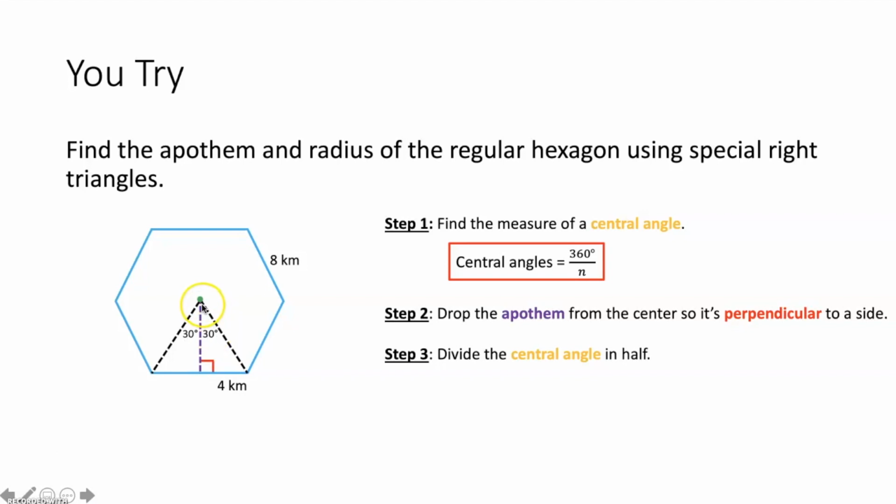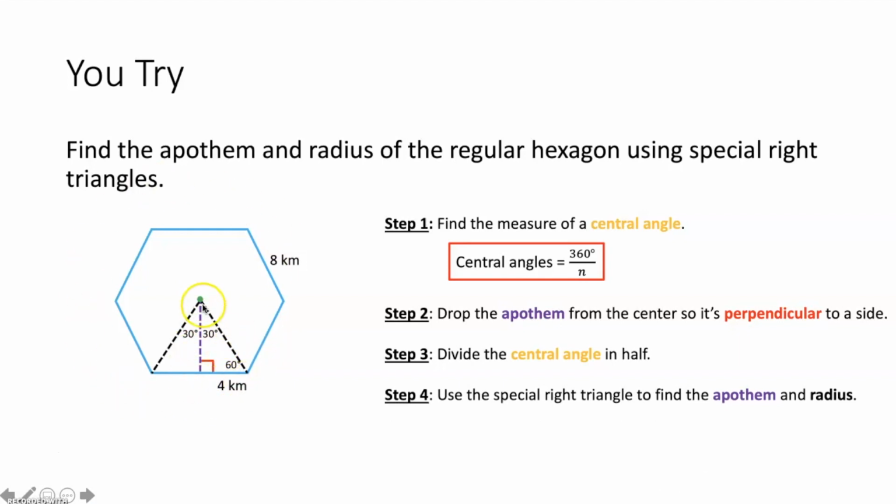Now what happens is we have created these 2 little right triangles here, and in this right triangle over here, we have one of the acute angle measures being 30 degrees, meaning that the other acute angle measure is going to be 60 degrees, meaning we have created a 30-60-90 degree triangle here. Now, with our knowledge of 30-60-90 degree triangles, we can find the apothem and the radius of this given polygon. So how do we do that?